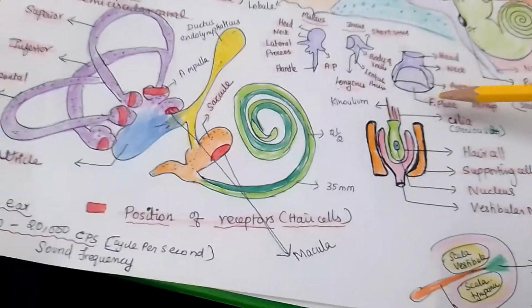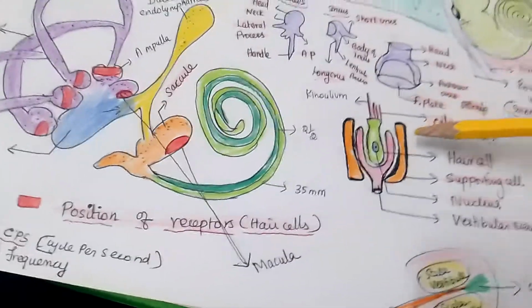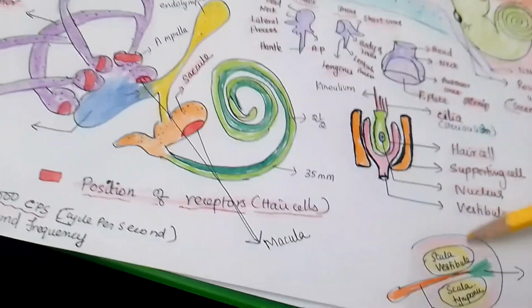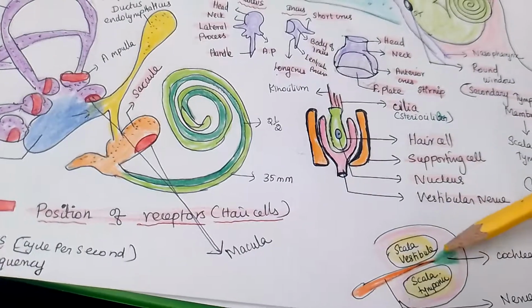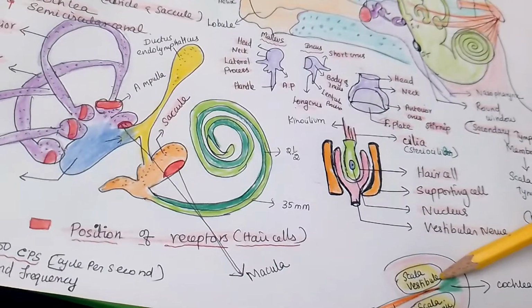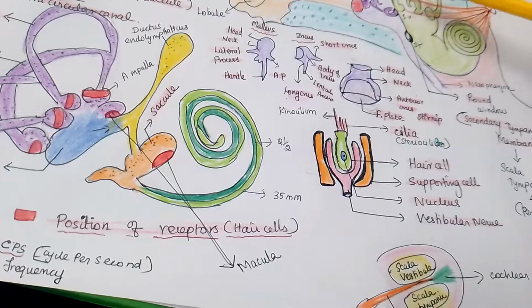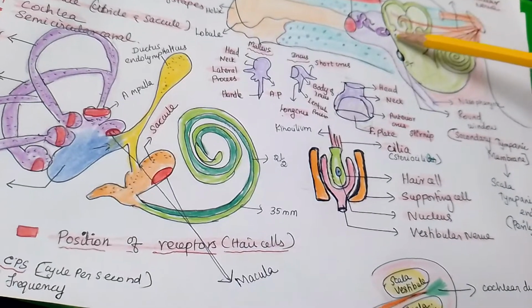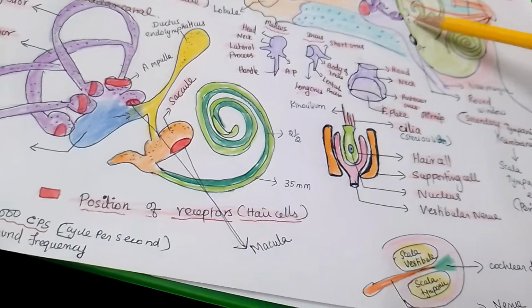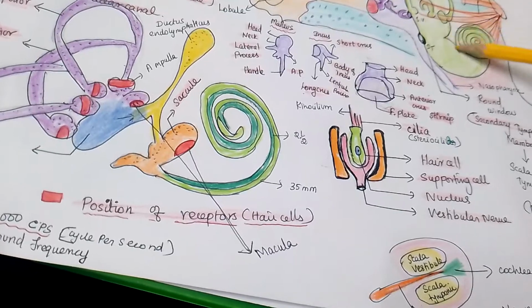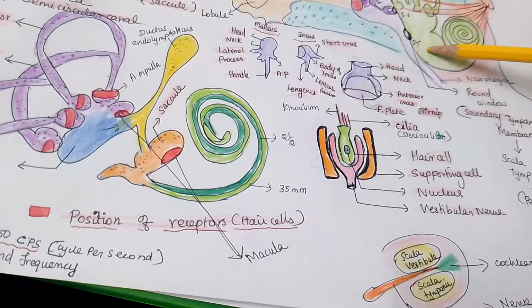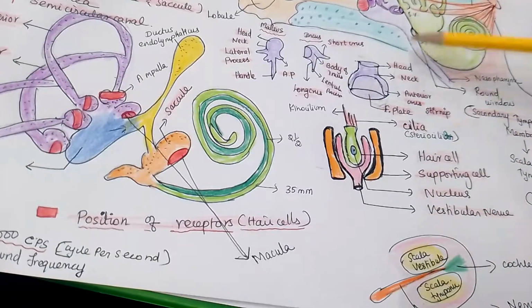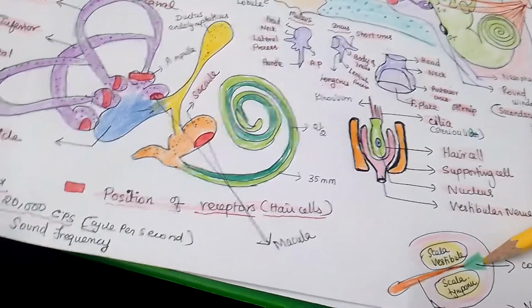And where is the cochlear duct present? So what is the cochlear duct? The cochlear duct is present between the scala vestibuli and scala tympani. Where is the scala vestibuli present? The scala vestibuli is present just at the oval window. In front of the oval window it is starting and it is ending in the scala tympani. Understand? So this is where the cochlear duct is present, and inside it the hair cells are present.